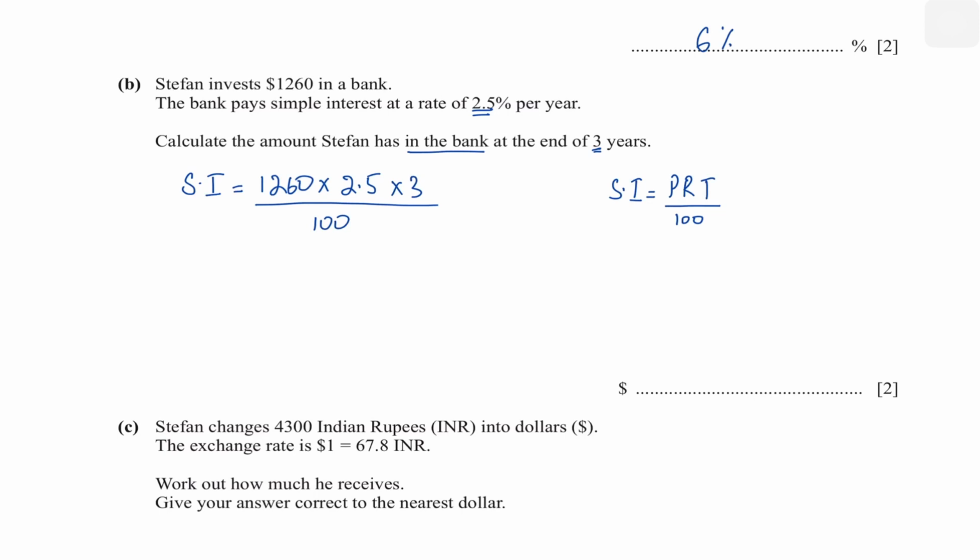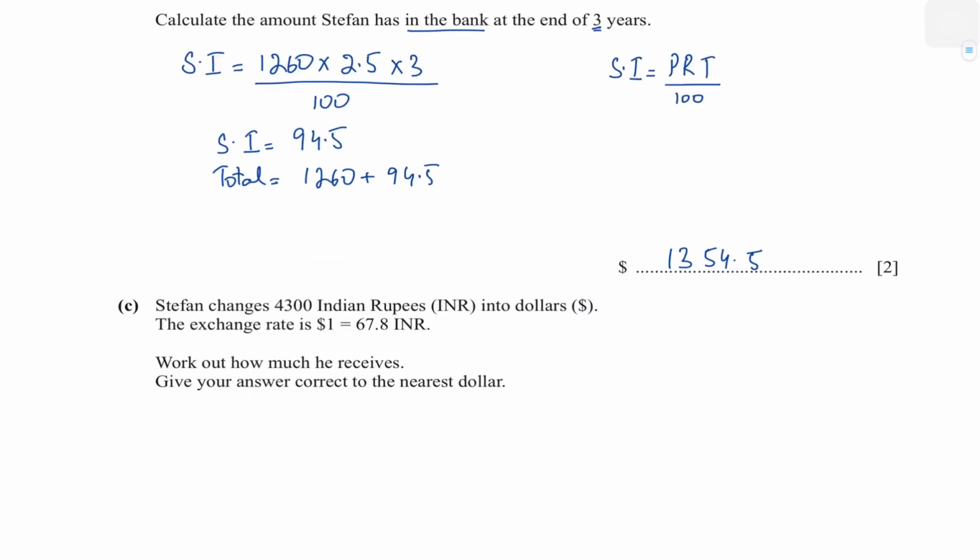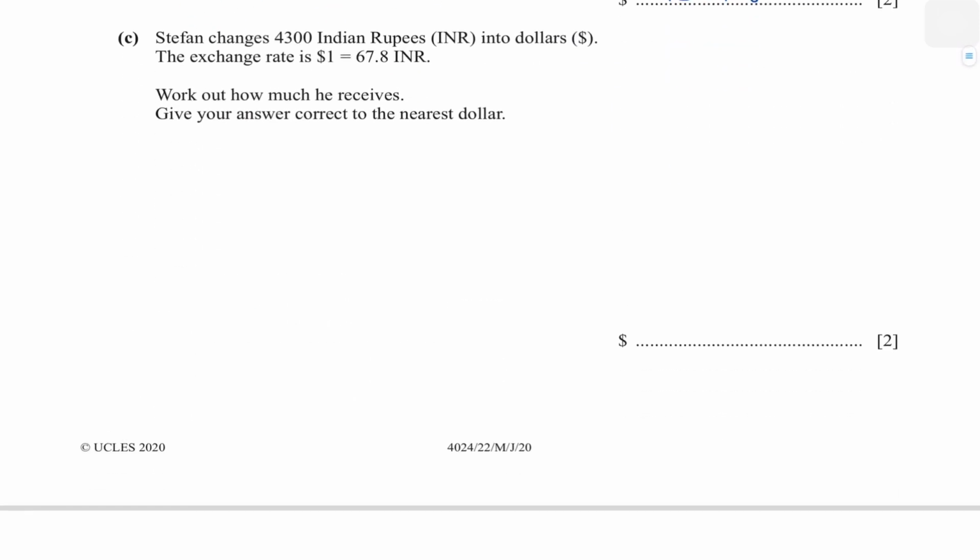So let's work this out. 1260 multiplied by 2.5 multiplied by 3 divided by 100, and the answer here is 94.5. But let's not get carried away. 94.5 is not the final answer. For the total amount, I will take this 94.5 and add it to 1260. That gives me $1354.5.